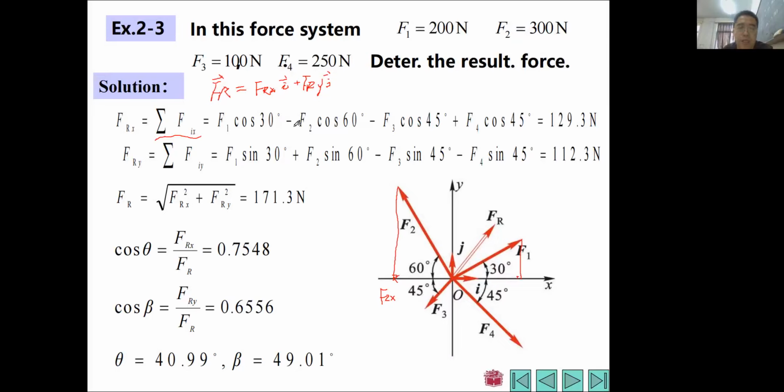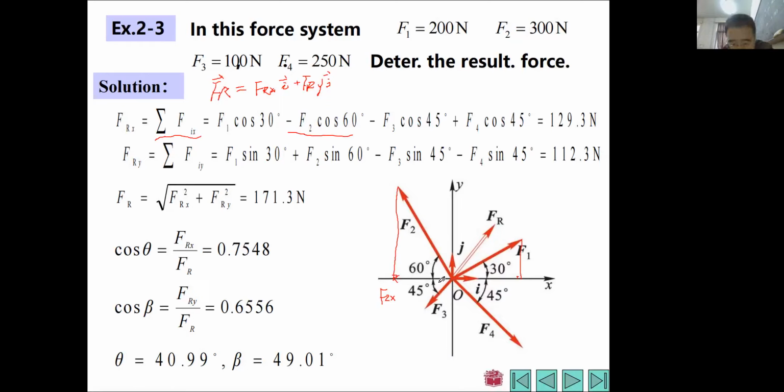Figure out these correctly, otherwise your result may not be correct, right? So we have its magnitude is F2 times cosine 60, and then we should give the minus sign, right? So let's consider this F3 together.